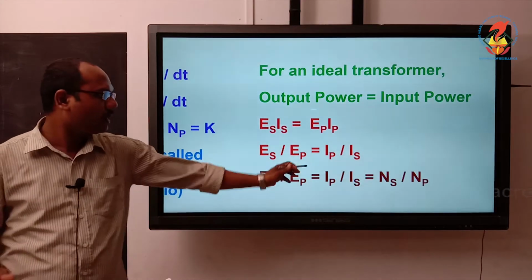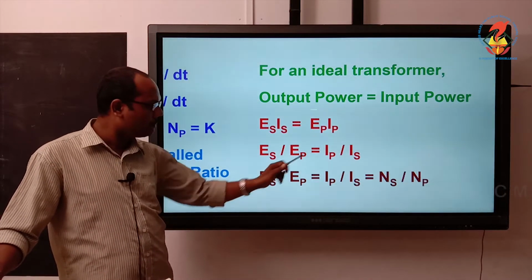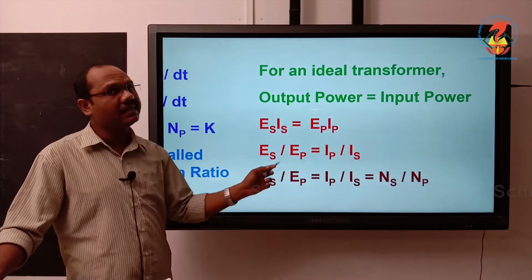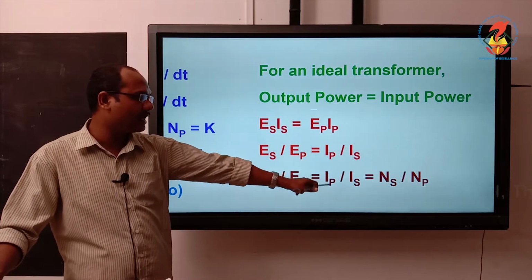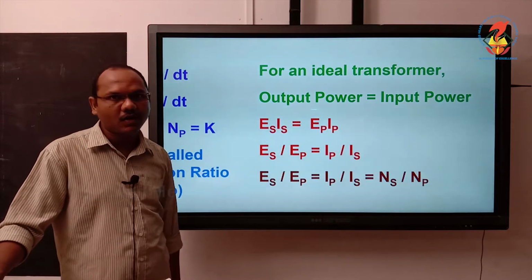So whenever you think like this, whenever the number of turns is increasing, voltage is increasing, but at the same time the current is decreasing. Current is in the inverse ratio. So the current is decreasing. Okay.